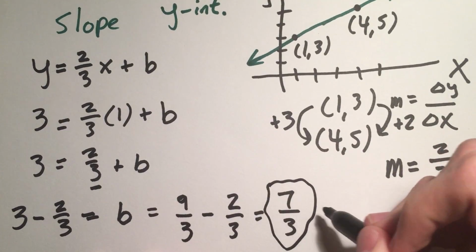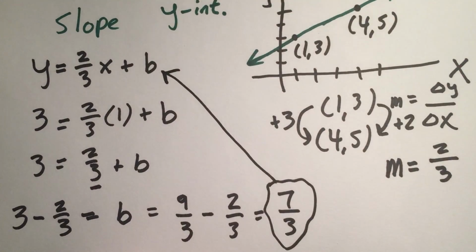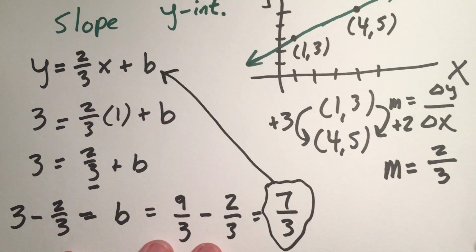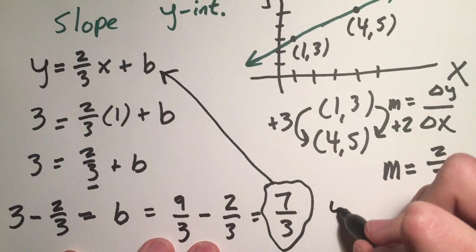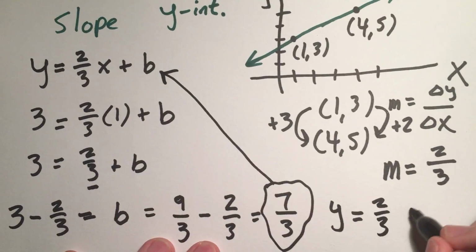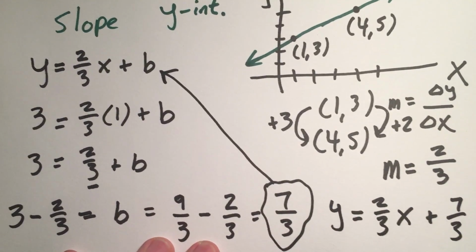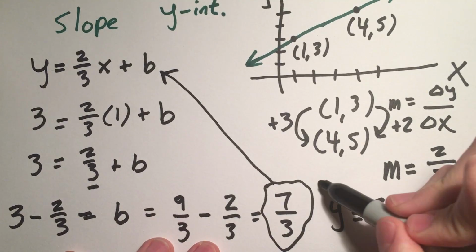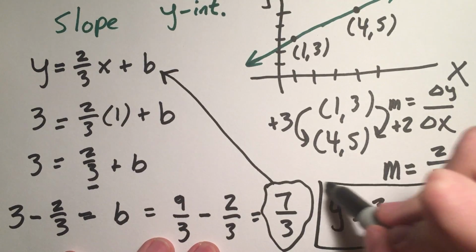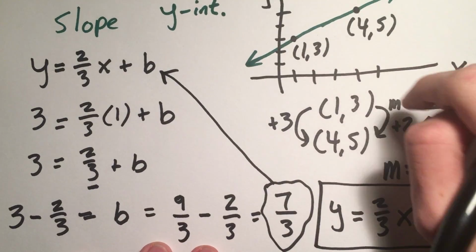So now I can take that 7/3 and plug it back in up here, right? Because I just solved for b, it was 7/3. So in the end, my equation is y is equal to 2/3 x, 2/3 was my slope, plus 7/3. And that was my y-intercept. So this is the equation of the line that has the points (1, 3) and (4, 5) passing through it.